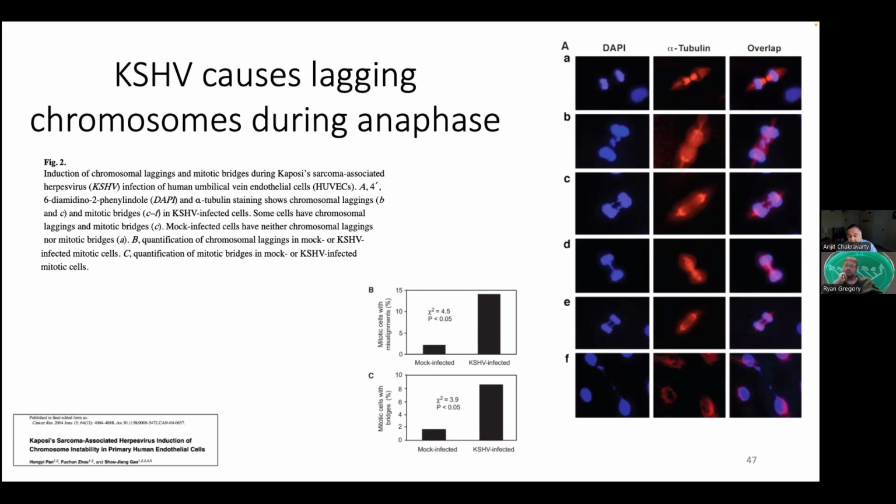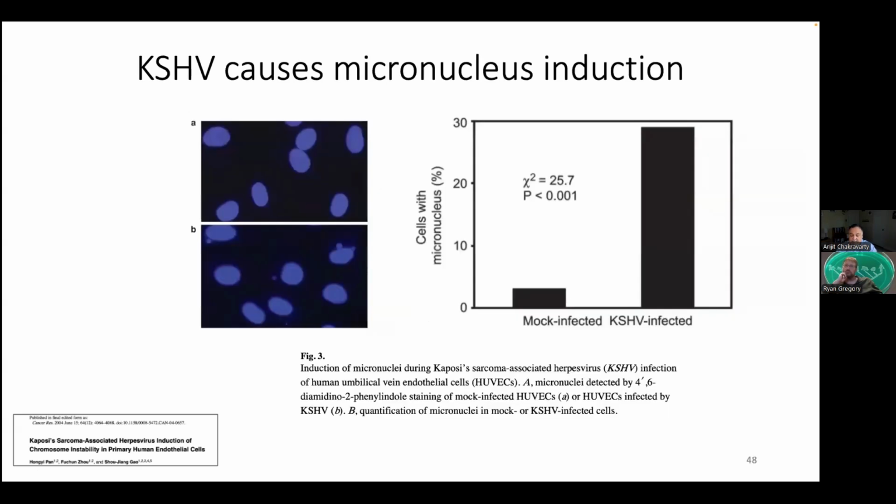Now, that begs the question, okay, if that's happening, then would you see micronucleus formation? And so they went ahead and quantified that. And indeed, they found that, again, the top panel is what it should look like. These are individual nuclei with DAPI. And on the bottom panel, you see what happens with KSHV virus, and you can see there's multiple little micronuclei forming. Again, it's a dramatic increase.